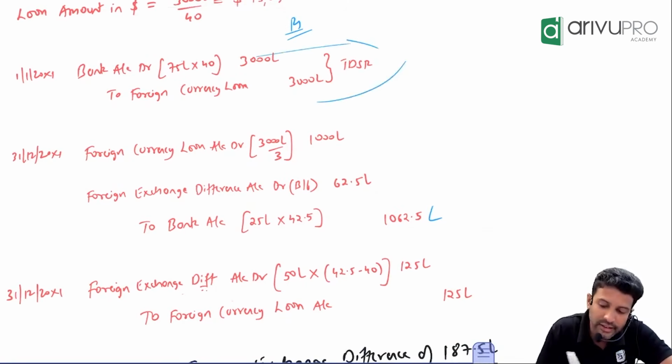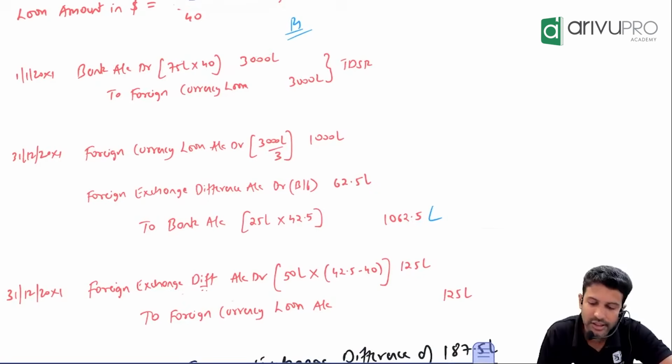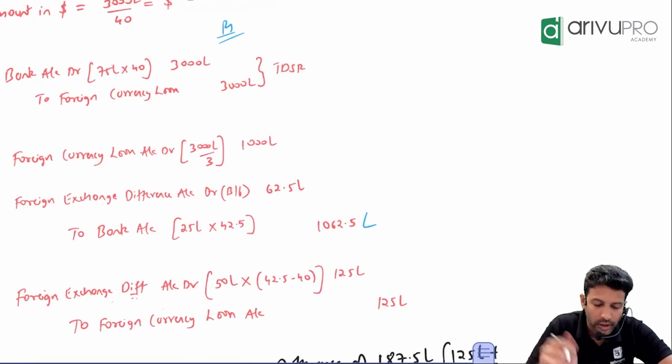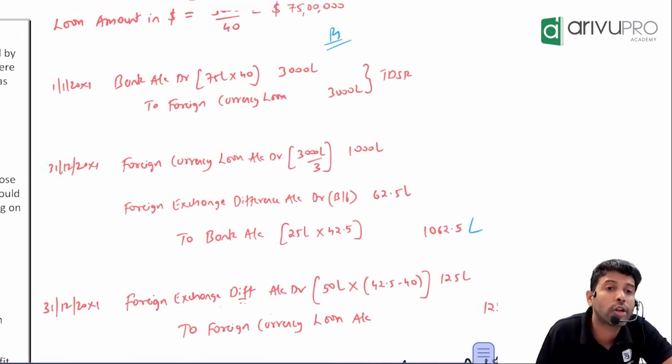So TDSR done, settlement done. That's it or one more? Sir, on 31st December, our books are also closing. Our books are also closing. What does AS 11 say?